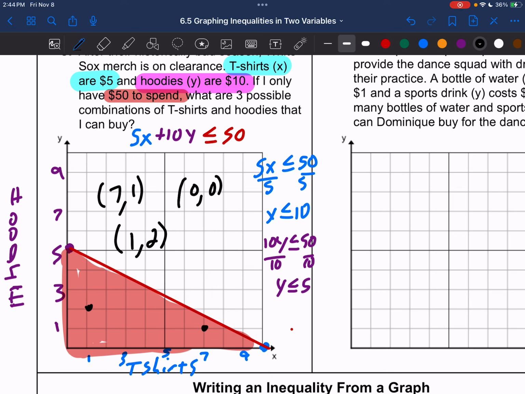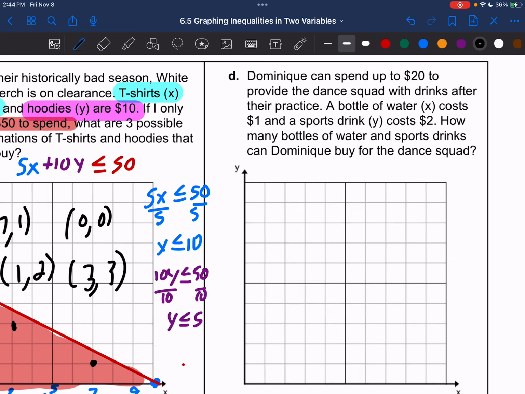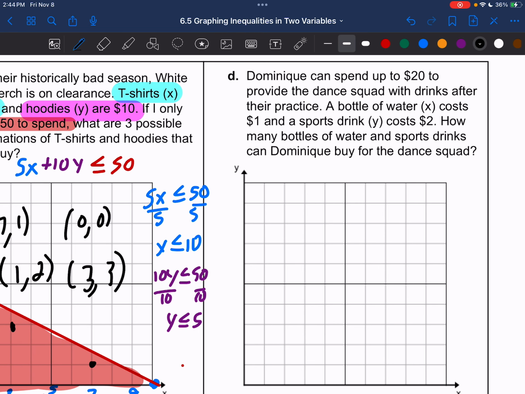But if we're going to play within the boundaries, you could say 3 shirts and 3 hoodies is a possibility. All right, letter D. We have Dominique, and Dominique can spend up to $20 to provide the dance squad with drinks after their practice. So, a bottle of water costs $1. A sports drink costs $2, and you can spend up to $20.